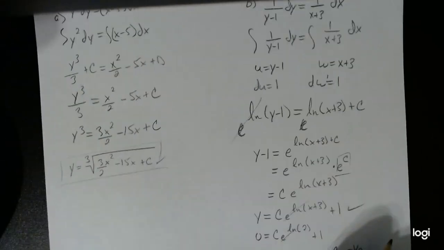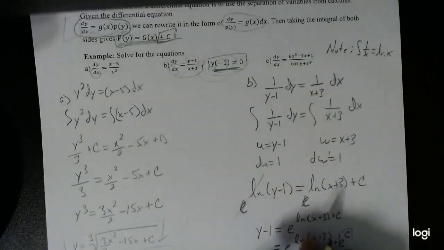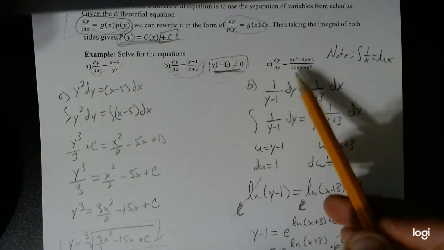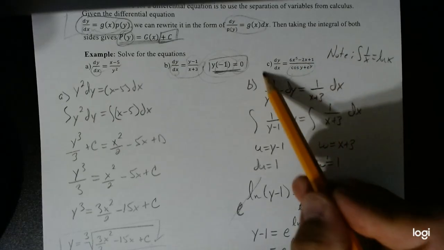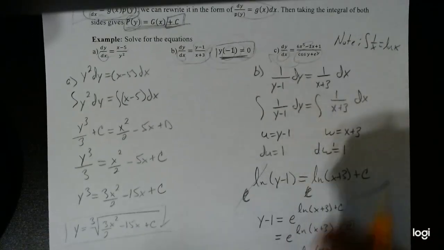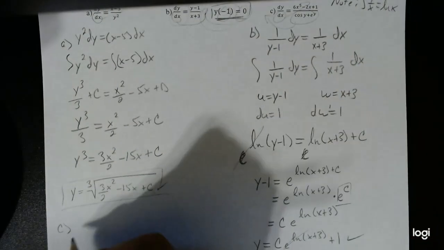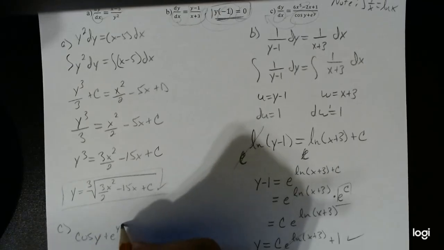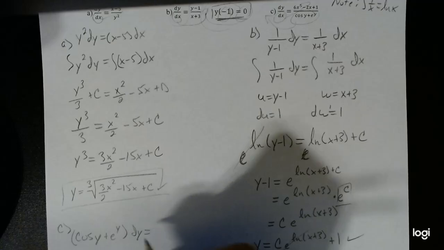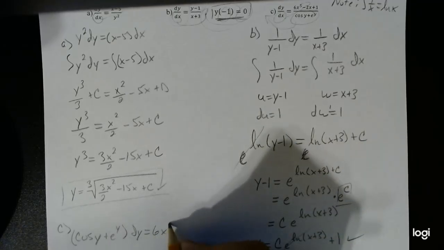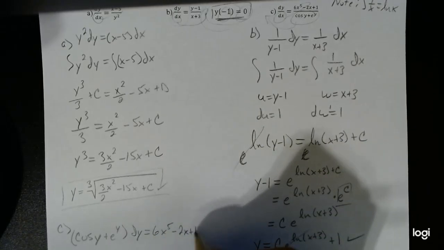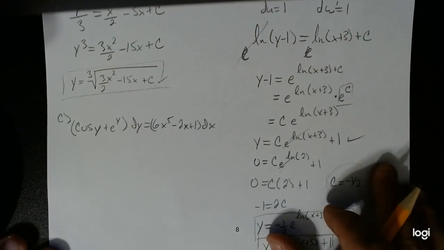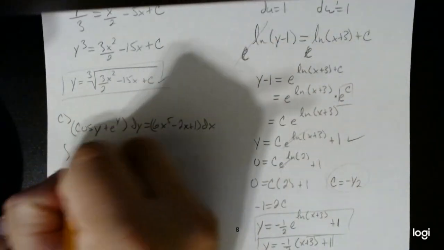Okay, and now let's try C. This looks like a horrible mess, but it's actually not as bad as you may think. We multiply this on that side and that on that side. So we get all the bottom, so it's cosine of y plus e to the y dy. On the other side we get 6x to the 5th minus 2x plus 1 dx. And now we just integrate both sides.